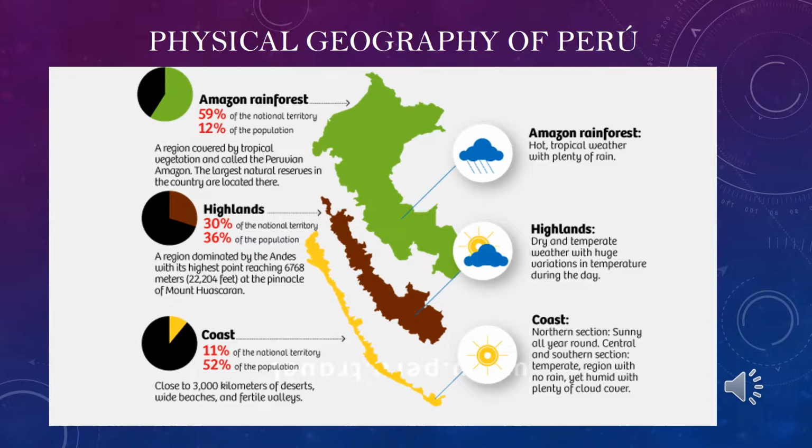The coast represents 11% of the national territory, and we can find 52% of the population here. It's close to 3,000 kilometers of deserts with wide beaches and fertile valleys. In the north section, the weather is sunny all year round. The central area is a region with no rain, but humid and with plenty of cloud cover.